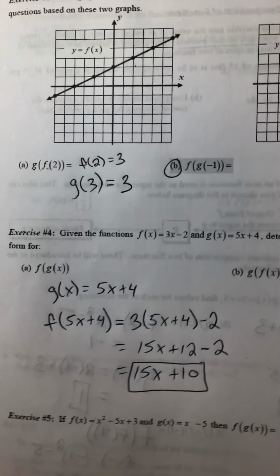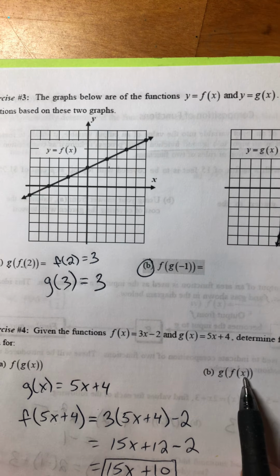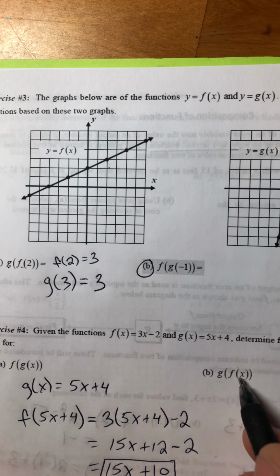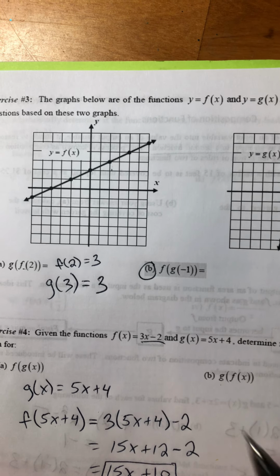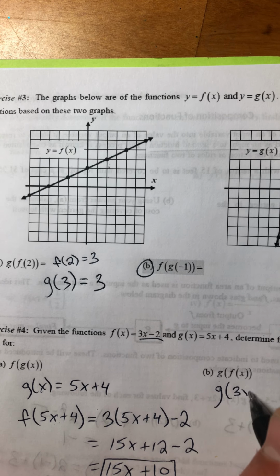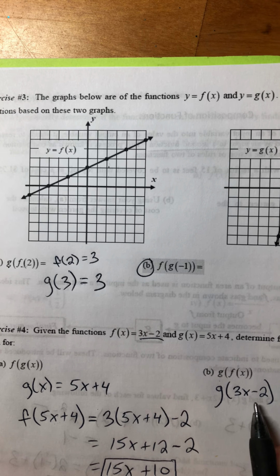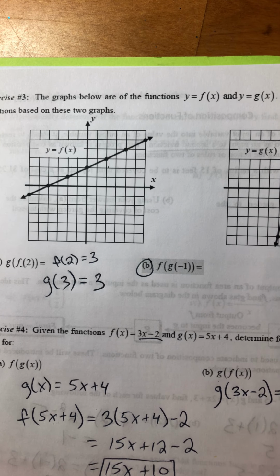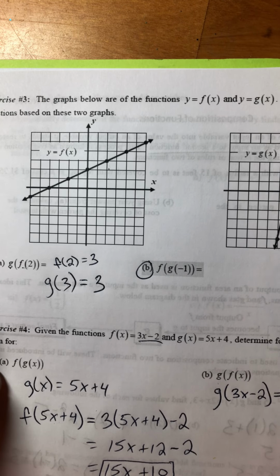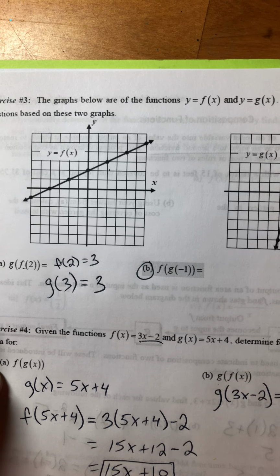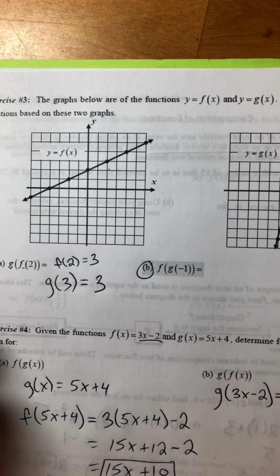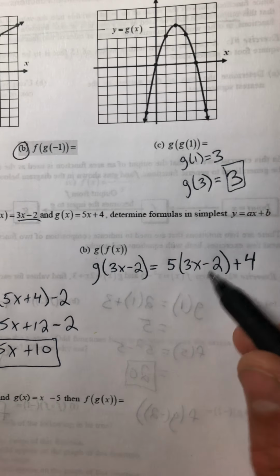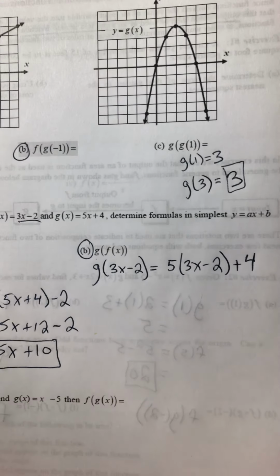All right, letter B, same idea. It's G of f of x. Different order, so it's not going to be the same answer. F of x is 3x minus 2. So I'm going to do G of 3x minus 2. Essentially just plugging that in. So everywhere I see an x, I'm going to see 3x minus 2. But we're using the rule now, so this is 5 times 3x minus 2 plus 4. I'll let you finish that one, see what you get for an answer. It's not bad. You're going to have x's in your answers.